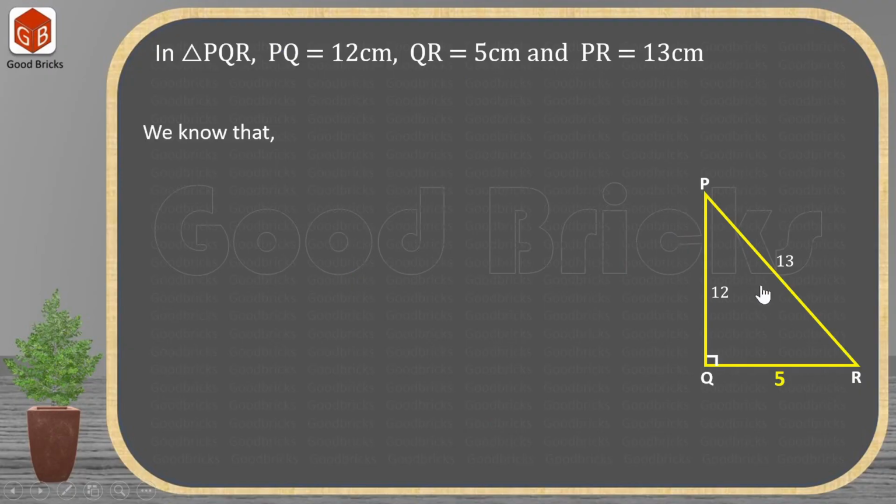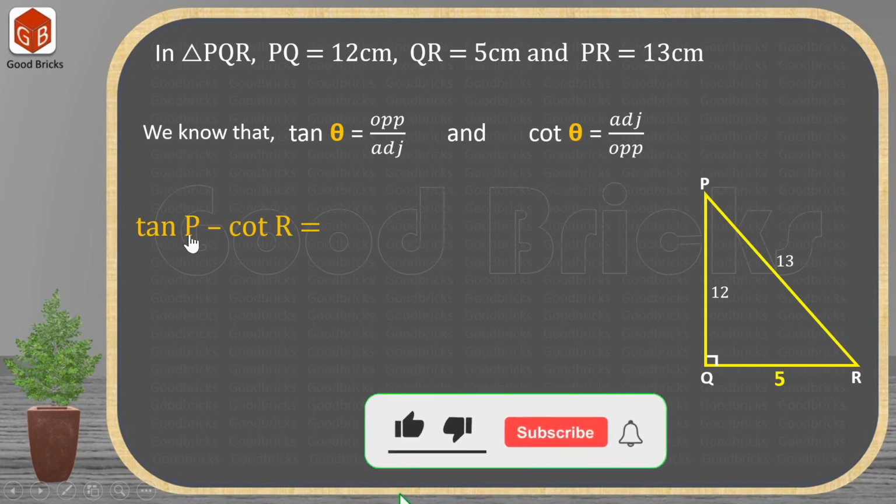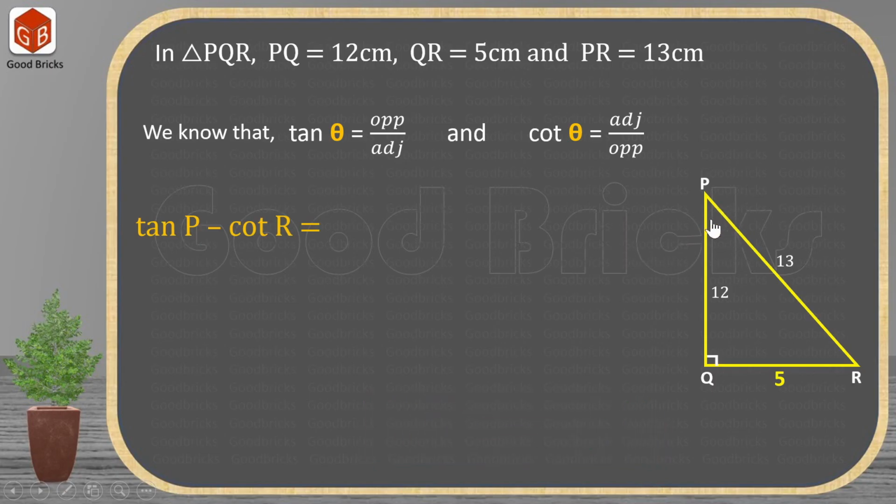And we also know that tan theta is nothing but opposite by adjacent. Cot theta is nothing but adjacent by opposite. And what we have to find? We have to find tan P minus cot R. So clearly see, this is angle P. Tan P is nothing but opposite by adjacent. So for angle P, opposite is QR, adjacent is PQ. So what we have to write? Tan P, QR by PQ we have to write.